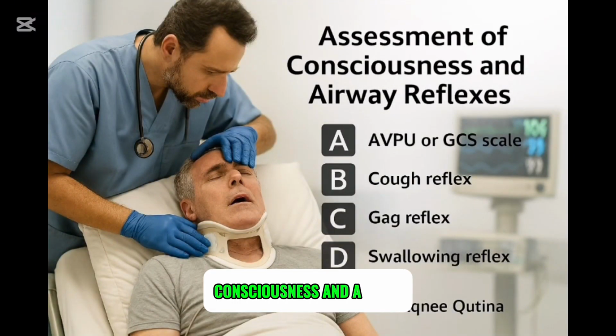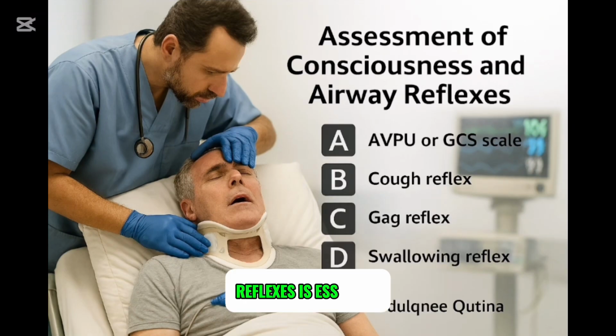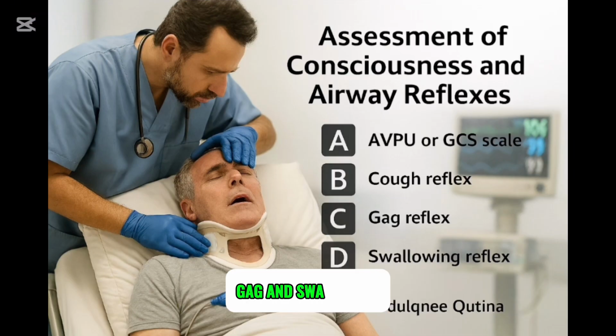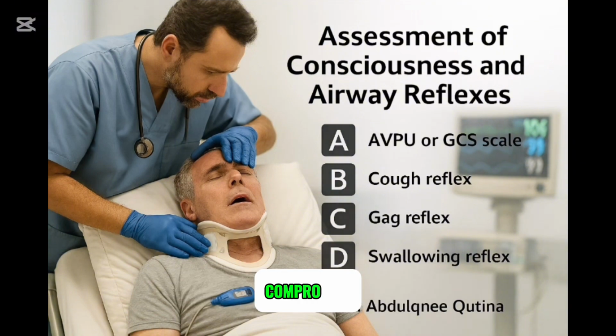Assessing consciousness and airway reflexes. Assessing consciousness and airway reflexes is essential. Use the AVPU or GCS scale to evaluate responsiveness and check cough, gag, and swallowing reflexes. Patients who are unconscious or have absent reflexes are at high risk for airway compromise.